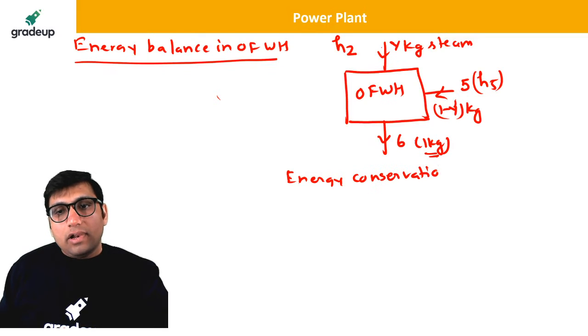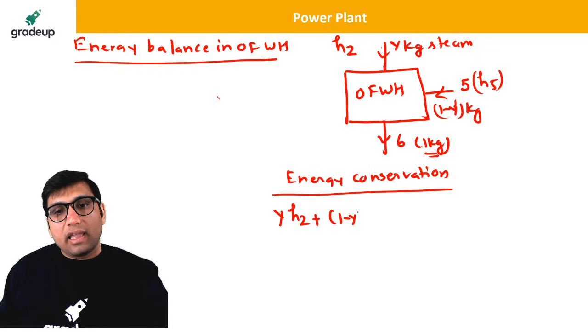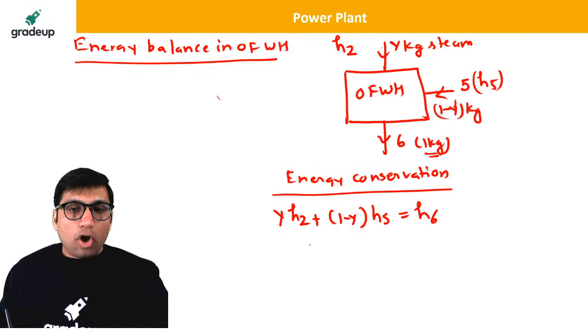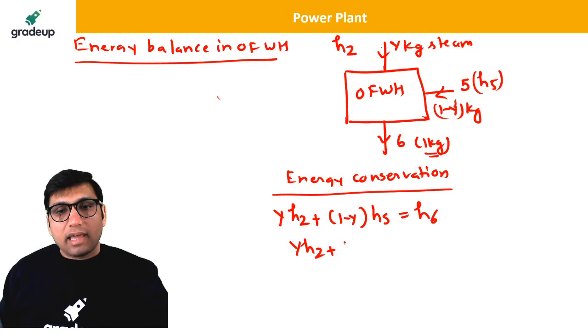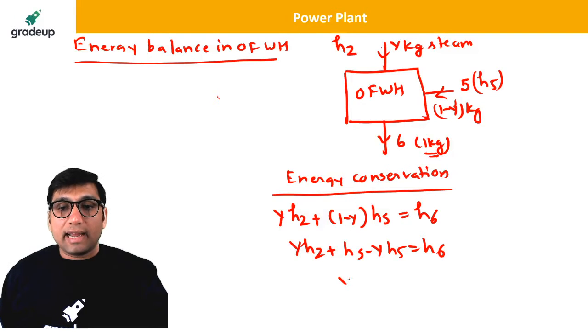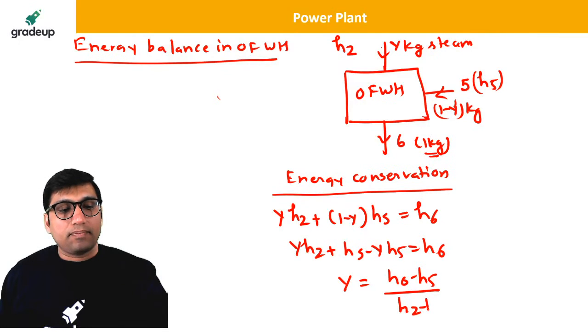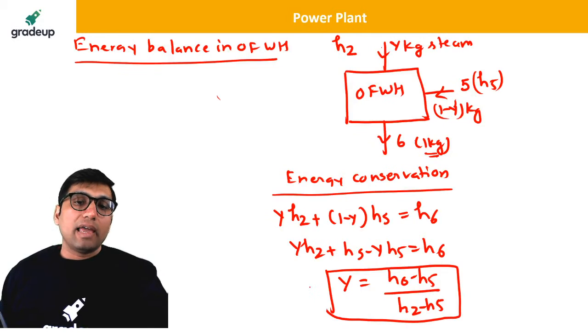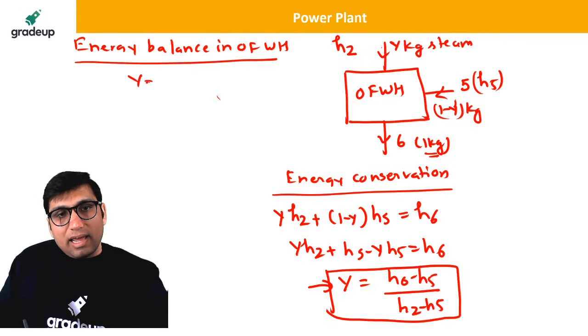But if you apply the conservation of energy, we'll simply say that y into H2 plus (1 minus y) into H5 will be equal to H6. So from here you can simply say that yH2 plus H5 minus yH5 is equal to H6. So from here your y will be equal to (H6 minus H5) divided by (H2 minus H5). In this way you can find the amount of steam taken for heating the feed water. What is y? y is the steam bled from the turbine.